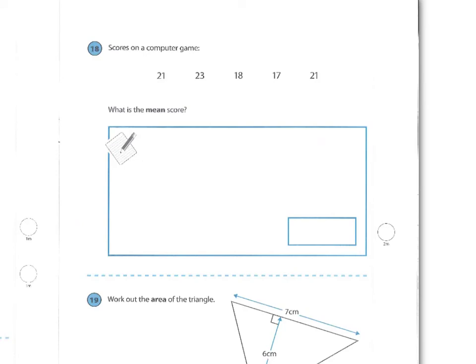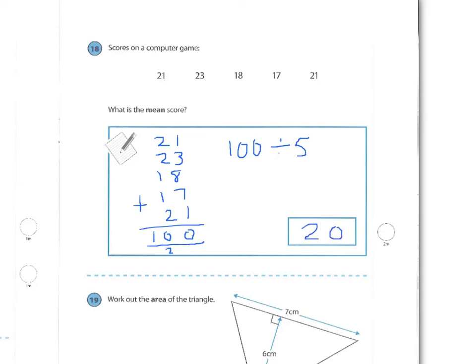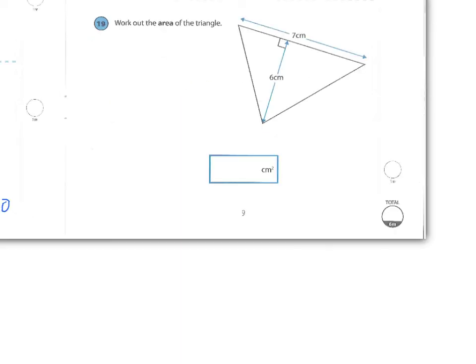Question 18. What is the mean score? Well, the first thing we would have to do for the mean is add up all of our numbers. Once you do this, you will get a score of 100. Then what you have to do with 100 is divide it by the number of values you had in the question, and we had 5. So 100 divided by 5 gives us an answer of 20.